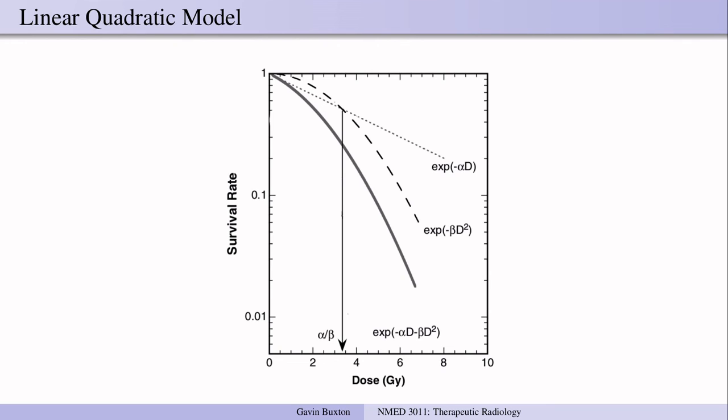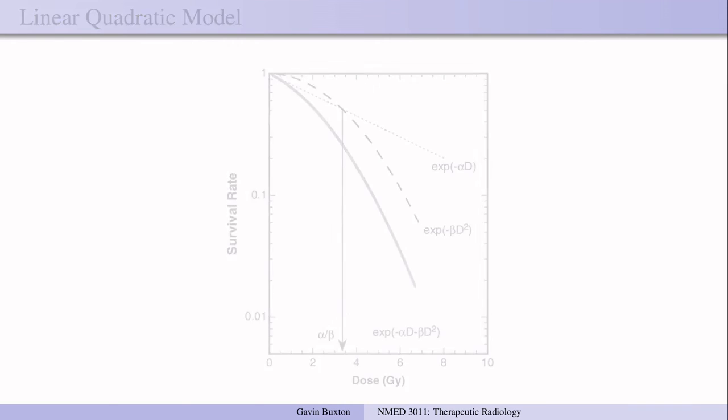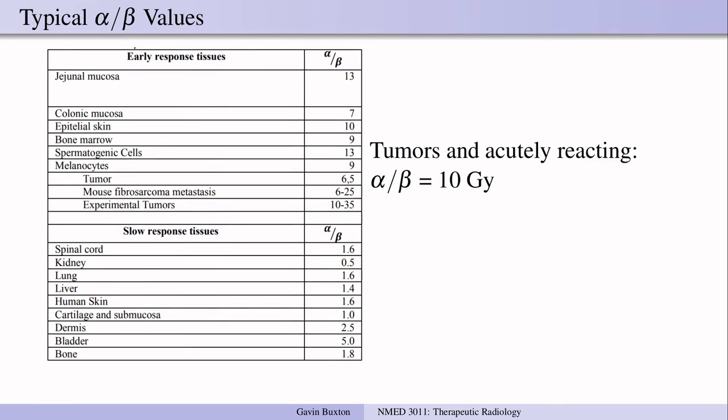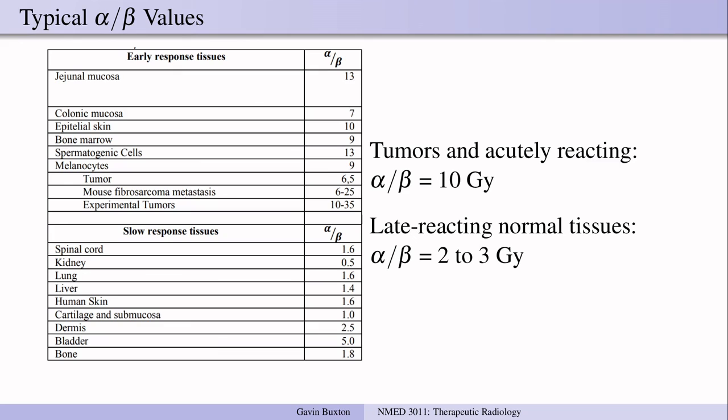Here's a look at some values for the alpha-beta ratio. It turns out that for tumours and acutely responding tissues, alpha over beta is somewhere around 10 grays. And for late responding normal tissues, it's somewhere between 2 and 3 grays. However, as we can see from this table, the values can vary by quite a lot.